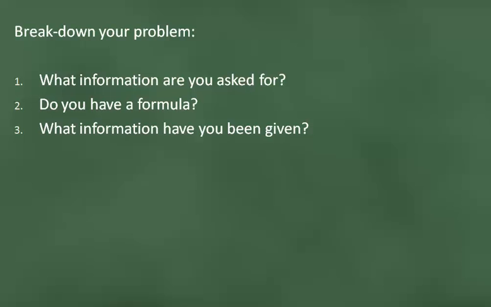Third, your formula has already told you what information you need. So third, you're going to look at, what information have you been given? In other words, have you been given any of the numbers that you need to plug into your formula? And can you plug them in directly as they've been given to you, or do you need to do a little bit of work first before you can plug them in? That will make more sense, I think, as we work through some of the examples.